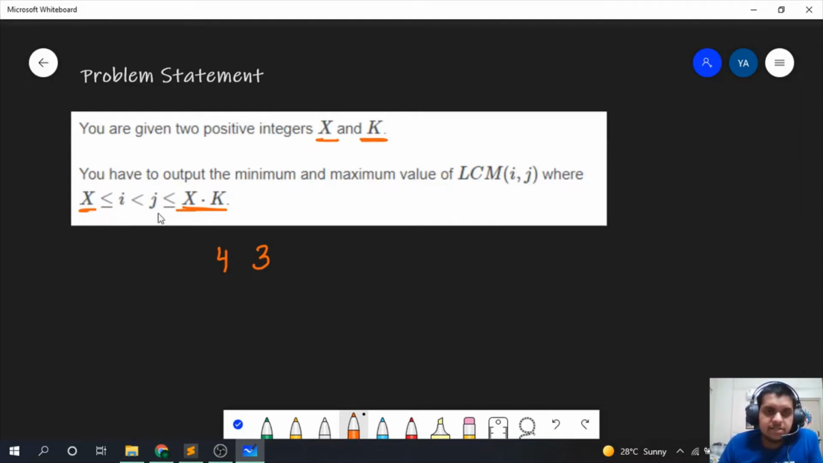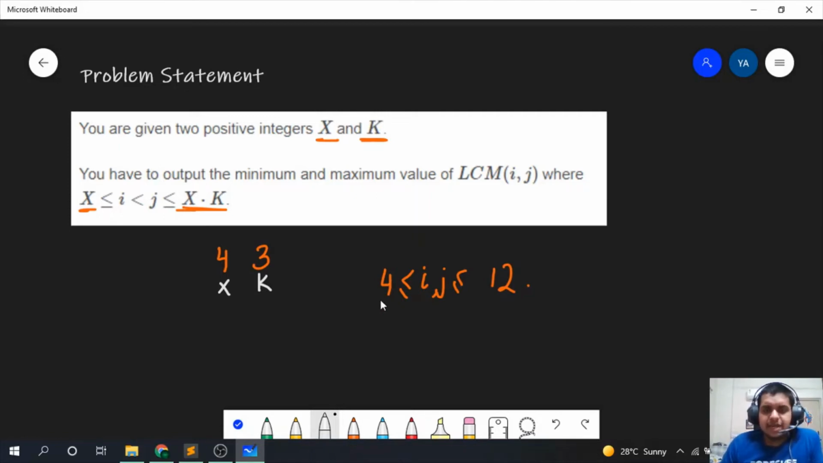Let's first define the boundaries. The boundaries are nothing but 4 and 12, right? So i and j should be between these two values. This is x and this is x times k. So i and j should be between 4 and 12.